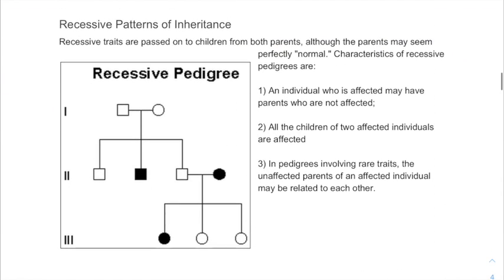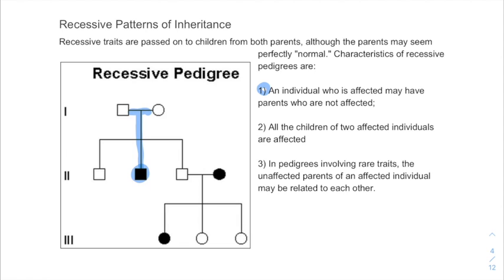So let's look at the recessive pattern, which is maybe even more common, because there are more diseases that are in the recessive condition. Recessive traits are passed on to children from both parents, although the parents may seem perfectly normal, or the unaffected phenotype. The characteristics for recessive pedigrees are that one, an individual who is affected may have parents who are not affected. So let's look for an example of that right here. Here's number one. Here's an affected child, and they have two parents who are unaffected.